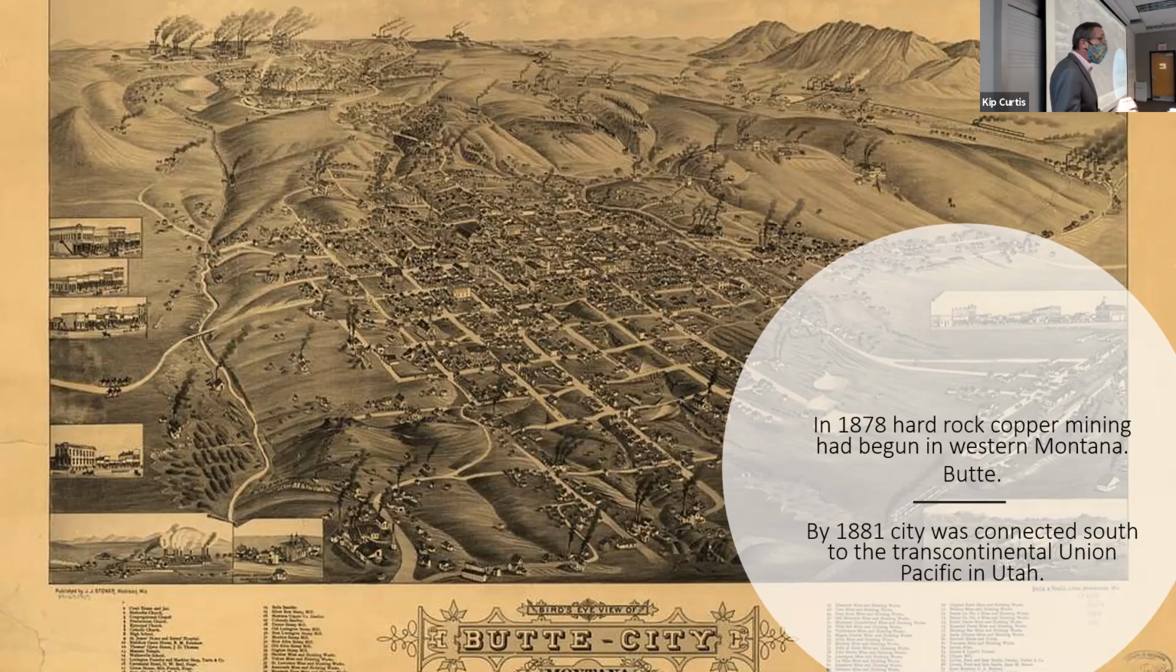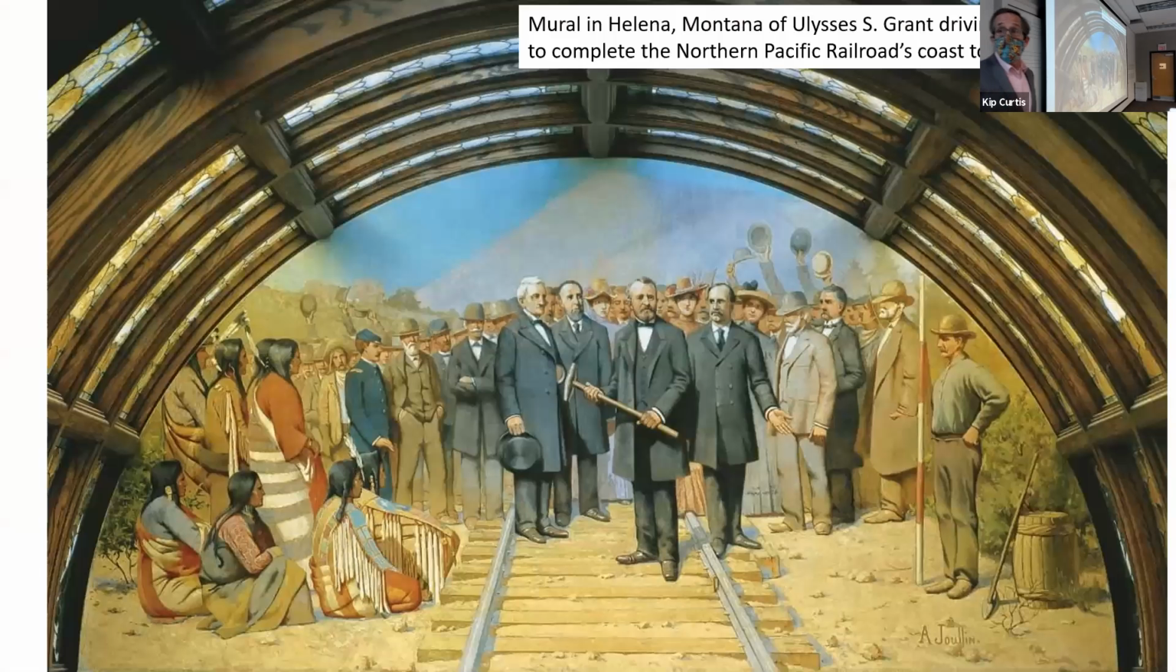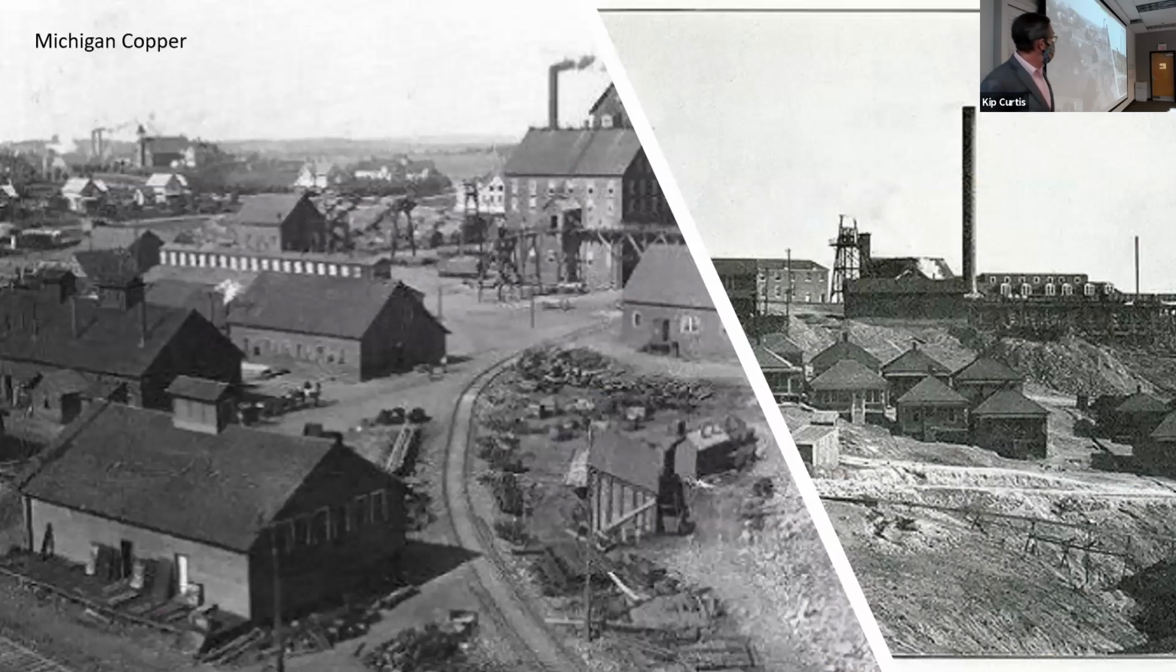By 1881, a railroad spur is built from Salt Lake City up to Butte. By the time the Transcontinental Railroad gets made, and this is the Montana State House in Montana, former President Ulysses Grant drove the Golden Spike there. By the time that happened, it was clear that Edison knew there was a flood of copper coming from the east and the prices were about to plummet. And plummet they did.